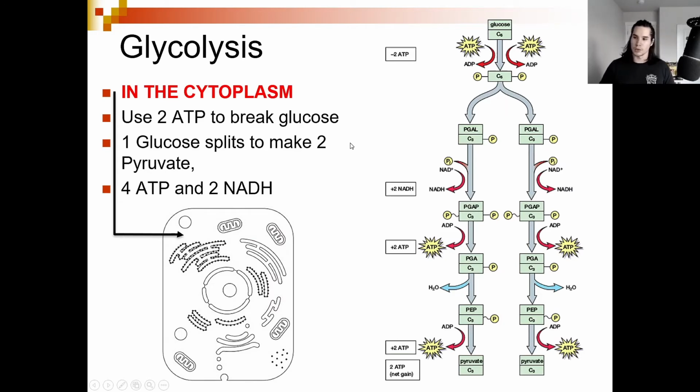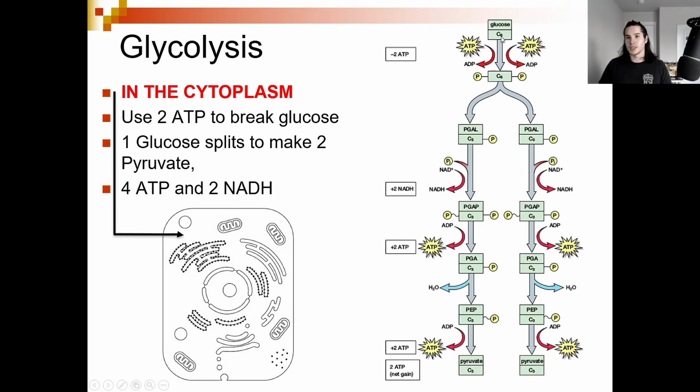Okay, so now we're going to deep dive into the first step, glycolysis. This happens in the cytoplasm, and what's going to happen here is we invest a little bit of energy to get more energy out. We're using 2 ATP to break down glucose. One glucose splits to make 2 pyruvate, and 4 ATP is yielded. So we put 2 ATP in, and we get 4 ATP out, making the net gain of ATP 2 ATP. We're also getting some NADH, which we use much later in the electron transport chain. So here's where we invest the ATP.